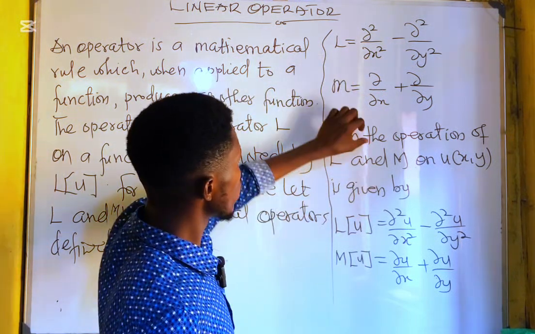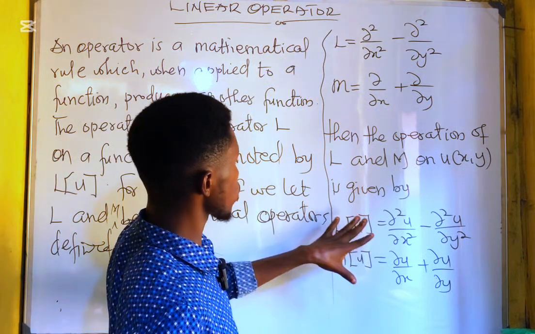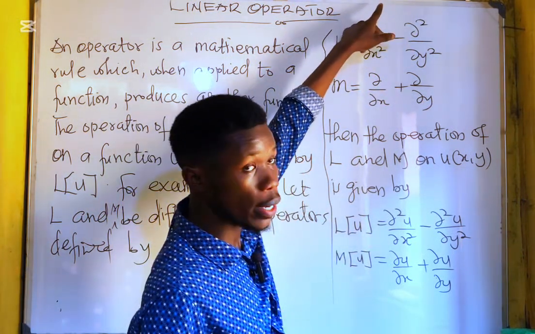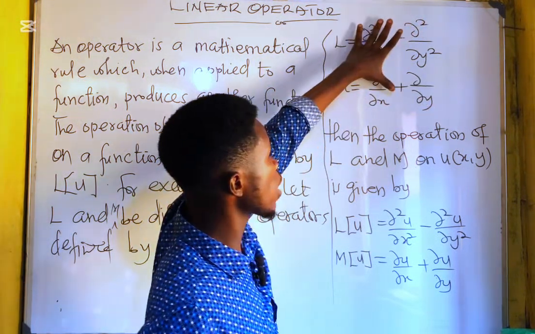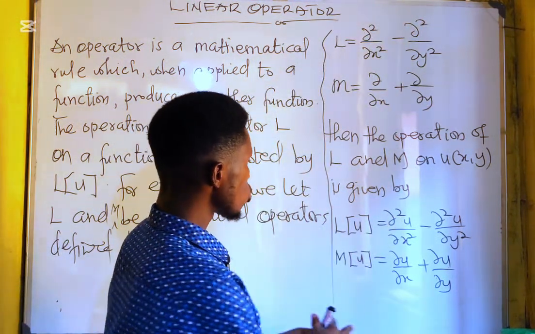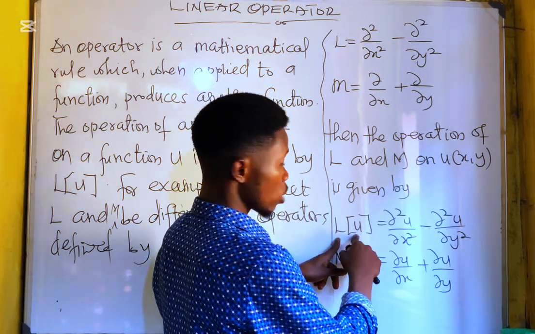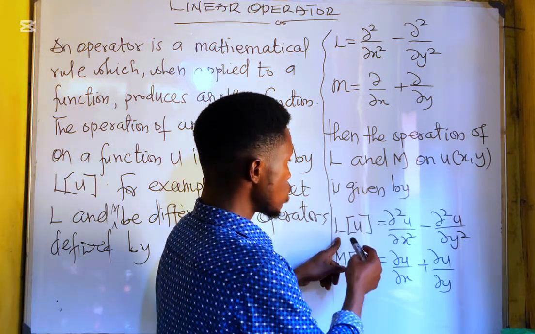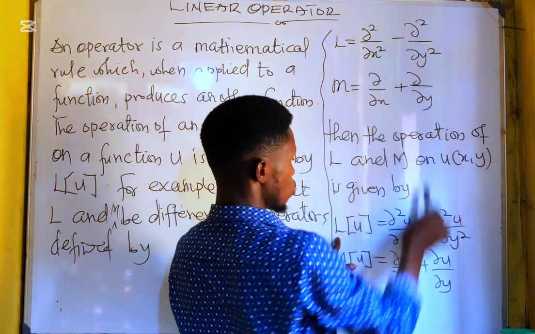Now you want to apply these operators on the function U. You could see that there is no function or dependent variable here. All these are independent, so there's no dependence. So if you want to apply that, it's LU, so you are applying it on U. It's like when you are multiplying something. Whatever we see here, you are going to replace it by U.